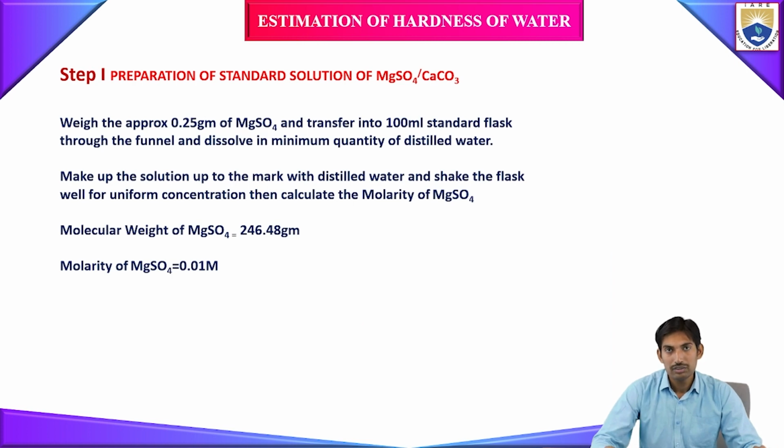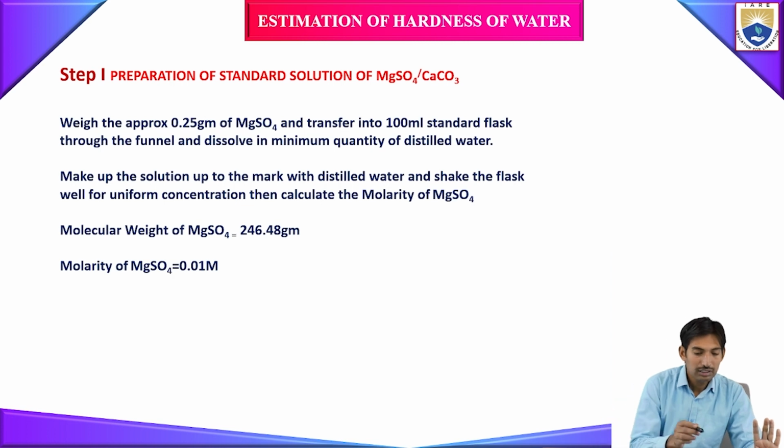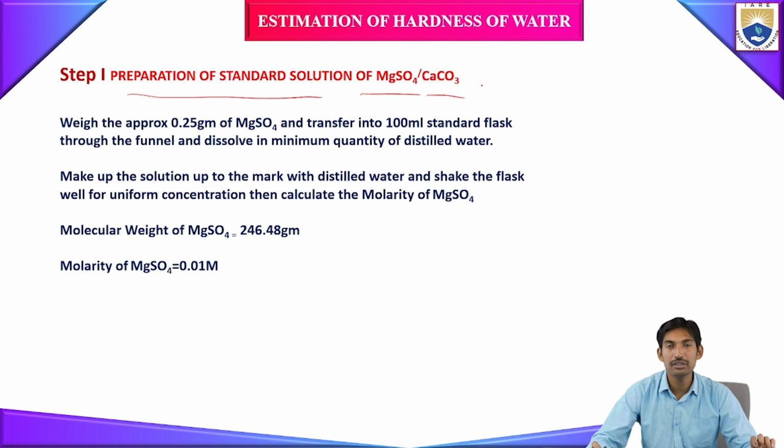To estimate the hardness of water, it involves 4 steps. The first step is the preparation of standard solution of magnesium sulfate and calcium carbonate. Actually, EDTA is a secondary standard solution. To know the accurate concentration, we have to titrate it with a standard molarity containing solution. Then we can calculate the accurate concentration of the EDTA. By using primary standard, we have to calculate the concentration of the secondary EDTA.